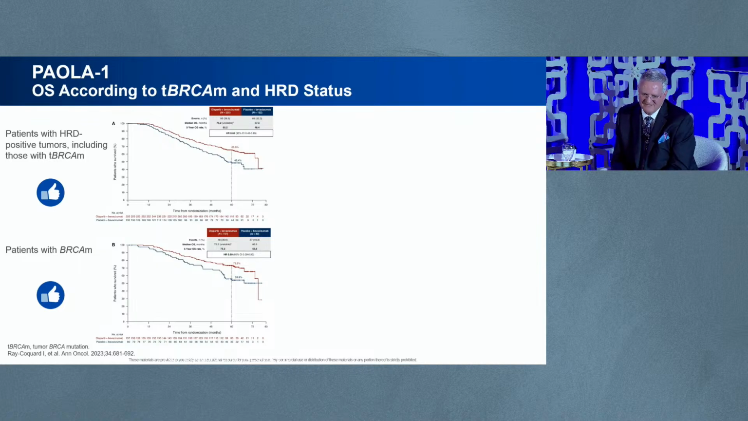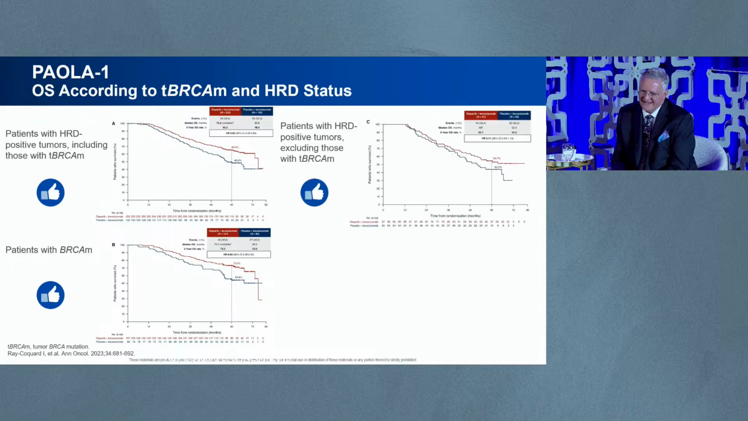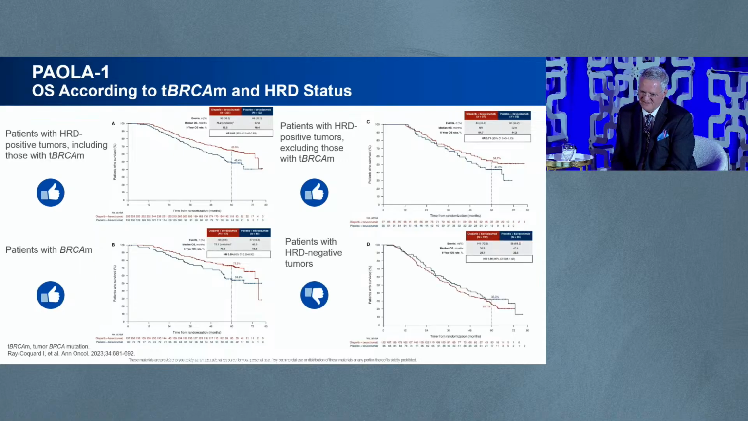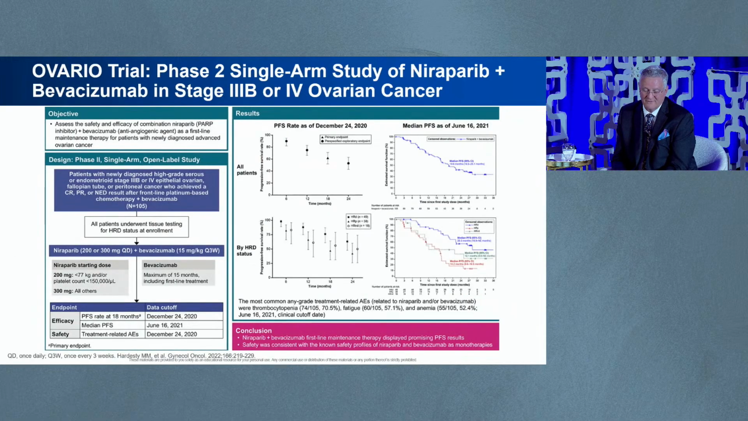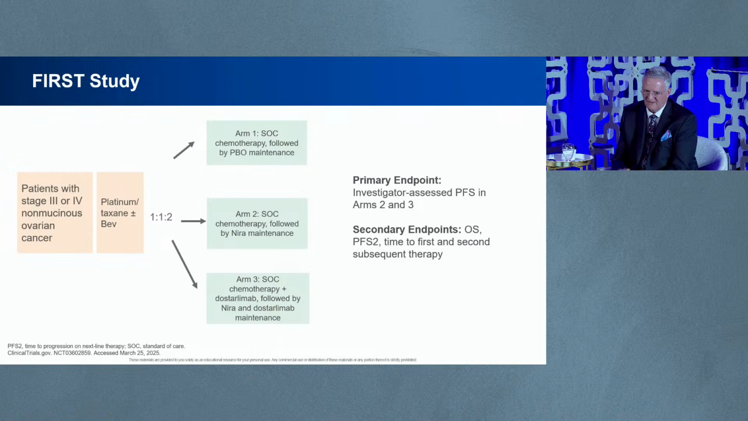Patients with a BRCA mutation, that is a tumor BRCA mutation, and then HRD positive tumors, excluding those with the BRCA mutation. Again, overall survival advantage in contrast to the HRD negative tumors. Ovario, very similar data. It's a really nice combination. We don't use it that much, but it's definitely something you can use, and is a really nice cocktail.